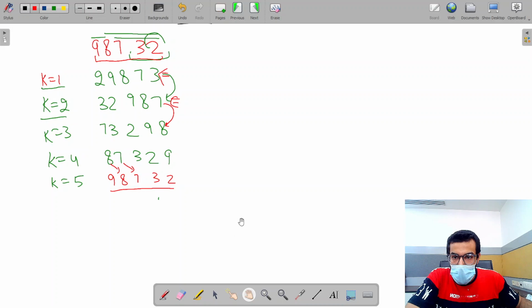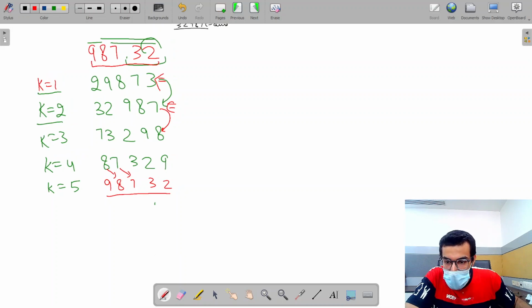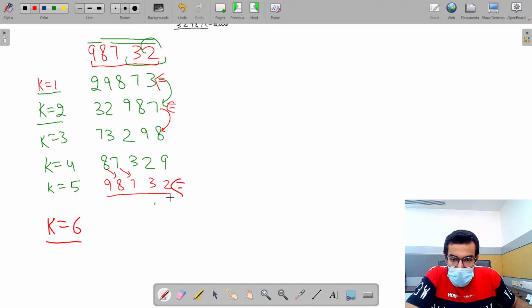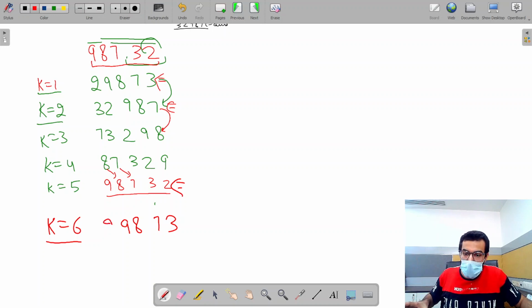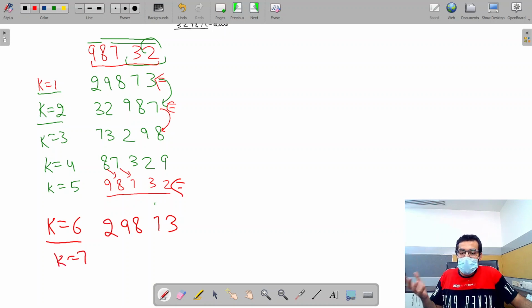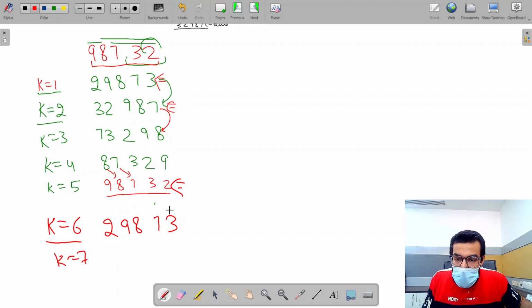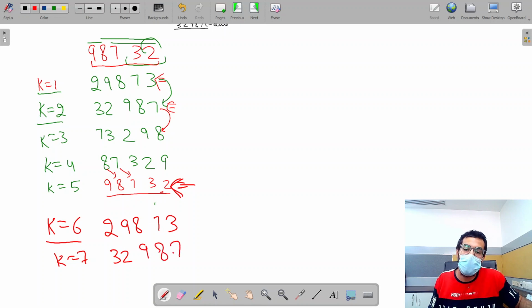Okay, now let's see what happens when the value of k is 6. Can I say that when the value of k is 6, it basically means that I have to shift each digit of this number towards right. So when each digit of this number is shifted towards right, this basically means 9, 8, 7, 3. Now 2 comes over here. When I'm saying k is equal to 7, this means that 2 digits of this number will be shifted and written in the starting. So 3, 2 of this number will be written in the starting, and the rest of the numbers are written in the end.